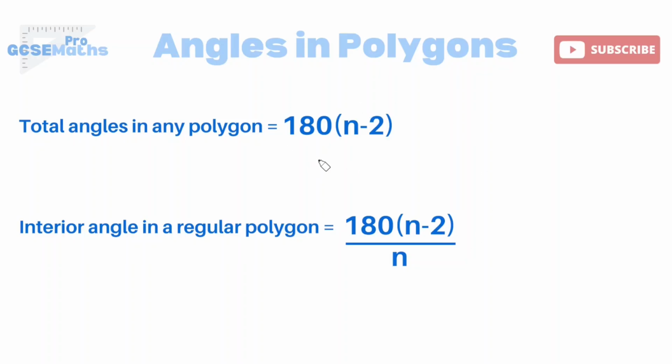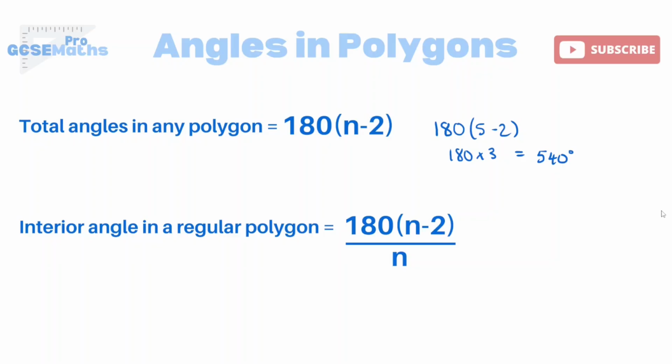Now, this formula does work for triangles and quadrilaterals as well, but those two you should already know. So you're going to do 180 multiplied by n minus 2. Now, n is the number of sides. So just for example, a pentagon has 5 sides. If you wanted to know what the total degrees or total angles in a pentagon is, you would do 180 times 5 minus 2, which is effectively 180 times 3, and that should give you 540 degrees.